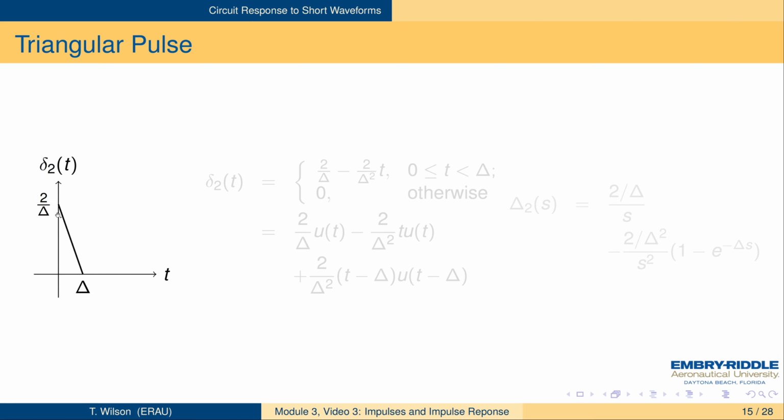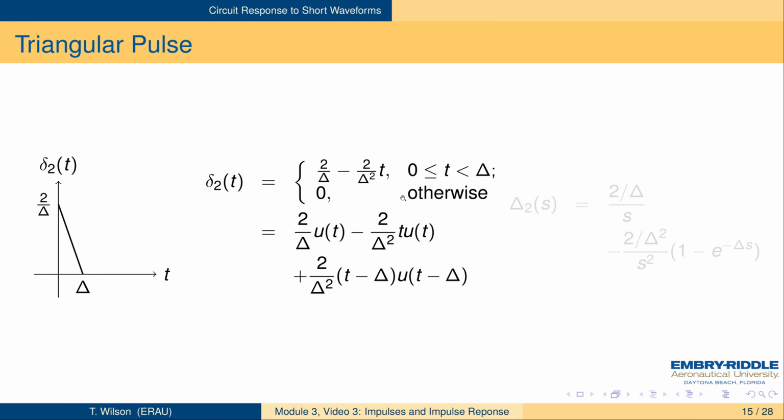What happens when we put in the short pulse, but it's triangular shaped? Again, to keep the area at 1, we have an amplitude of 2 over delta and a width delta. And again, as delta gets smaller, it's going to get taller and narrower. We can do some algebraic formulas for this. So this is 2 over delta. The slope of this line is minus 2 over delta squared. So we have minus 2 over delta squared t, between 0 and delta, and we can write that in terms of the unit step function.